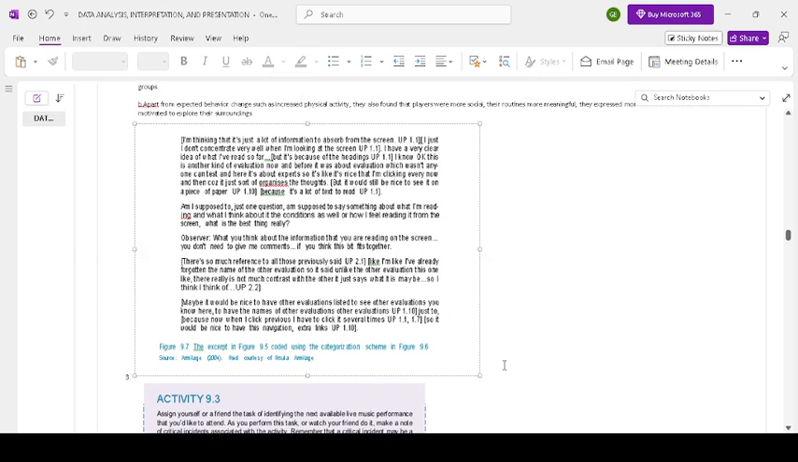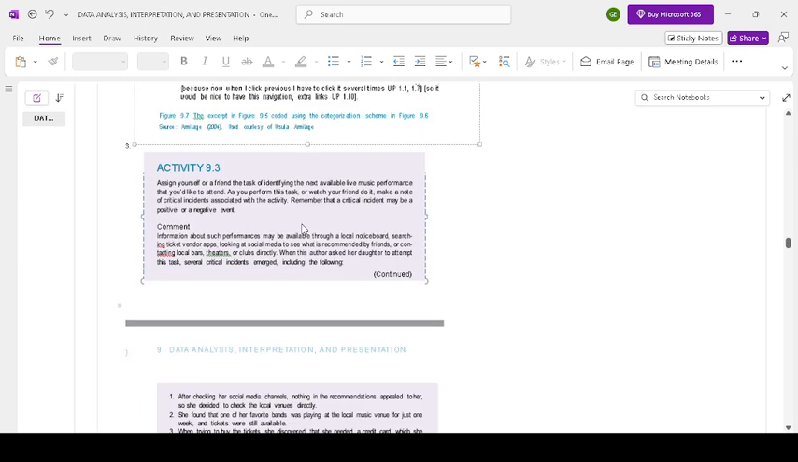So here, I'm thinking that it's just a lot of information aside from the screen. I don't concentrate very well. I'm looking at the screen, so etc. Right? I think we'll discuss this.